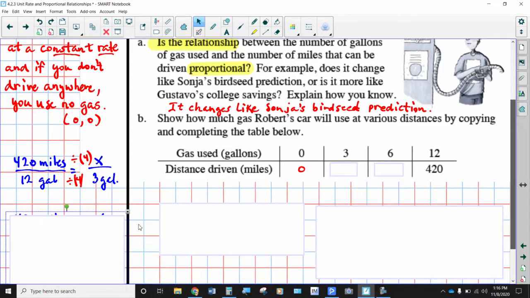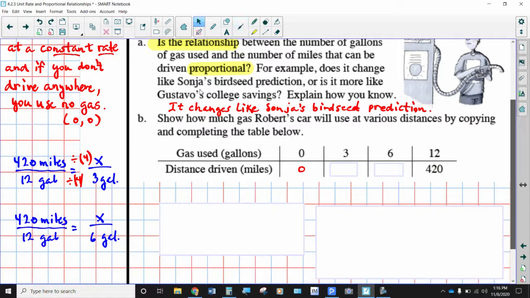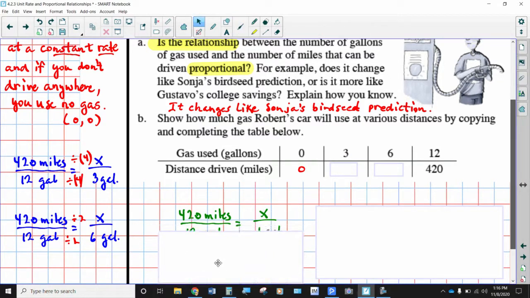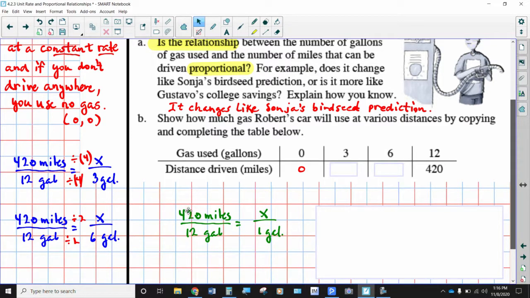And we could do the same thing here, where instead of dividing by 4, we divide by a giant 1 of 2, right? 12 divided by 2 is 6, so 420 divided by 2 will tell us the number of miles driven with 6 gallons. We could also find the unit rate. So if you wanted to find the unit rate, you'd figure out how many miles per gallon we would go. And so that would involve us taking 420 divided by 12, and that would become our unit rate.